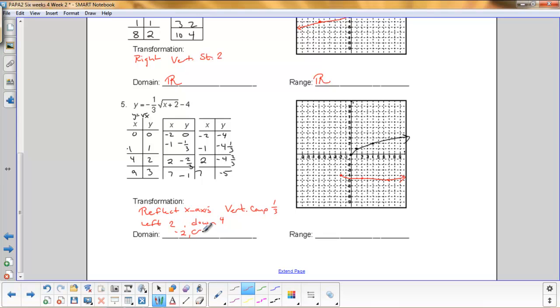-2 through infinity is my domain, and because of the reflection, my values swap. At this point, please make sure that you are writing your smallest value first. That does include -infinity.